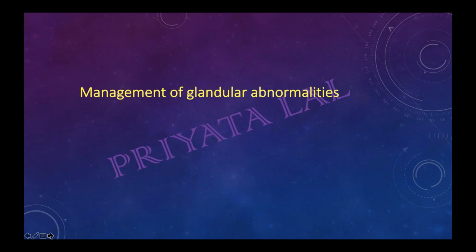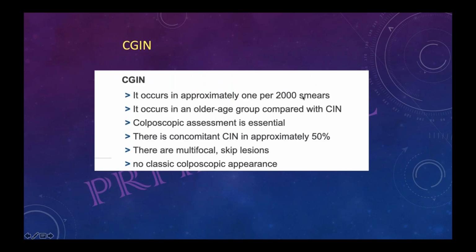Yes, ma'am. So coming to glandular abnormalities, this is CGIN. These numbers are important for Part 2 people. Usually it occurs in 1 in 200 to 1 in 2000 smears. I don't know whether it is important to remember or not, but it is your choice. It occurs in an older age group as compared to CIN.